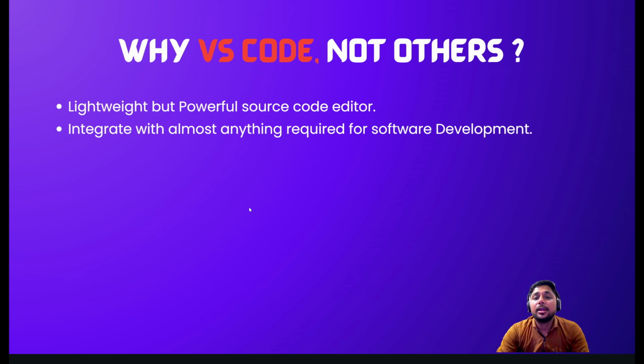Next is it can be integrated with almost everything you require for software development. Whether you have to connect it with Git or Terraform or AWS, Azure, or any tool you are utilizing for your software development, you can integrate that with VS Code. That is the main function of an integrated development environment. You want to integrate multiple tools into a single place, and you want to see them in a single UI. So that is the core feature of VS Code, and VS Code is completely fulfilling that purpose.